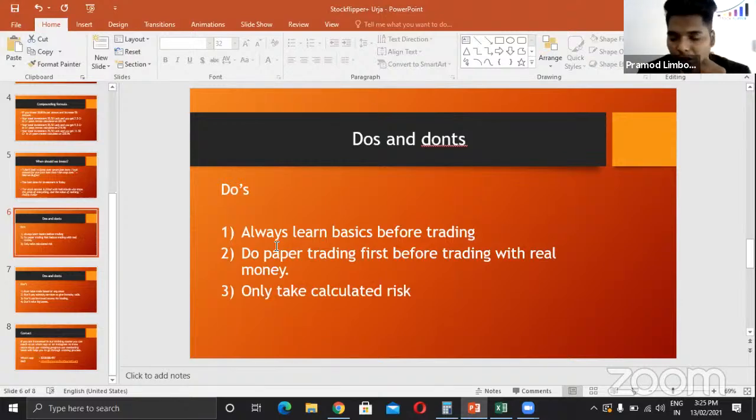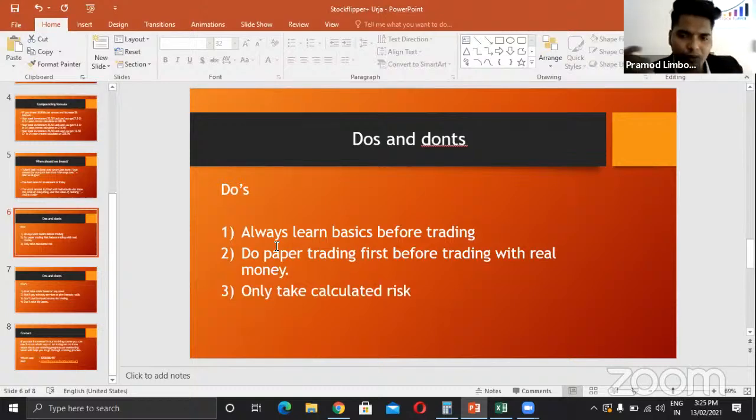A lot of traders don't come here after making profit. They come here after making huge losses. They don't invest in learning. They directly go into the markets and trade with real money. So my first advice to them is to do paper trading. It will not cost you extra, right?